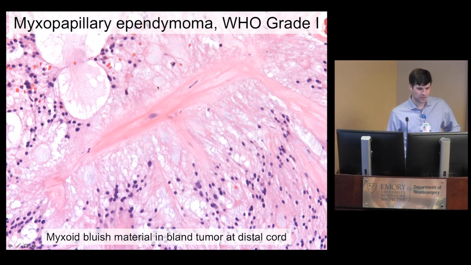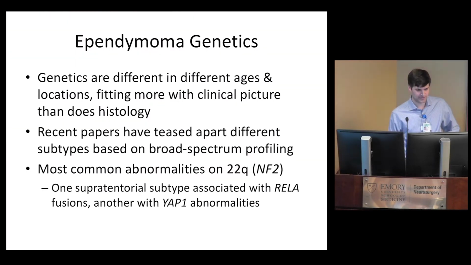Myxopapillary ependymomas show a lot of myxoid deposition in the background, this bluish material again. And oftentimes you'll see this bluish material kind of in a band around vessels. And then you'll have these small banal tumor cells standing aside from the vessel. Remember, these are seen more in the sacral or lumbar spine. They do have some recurrence rate associated with them.